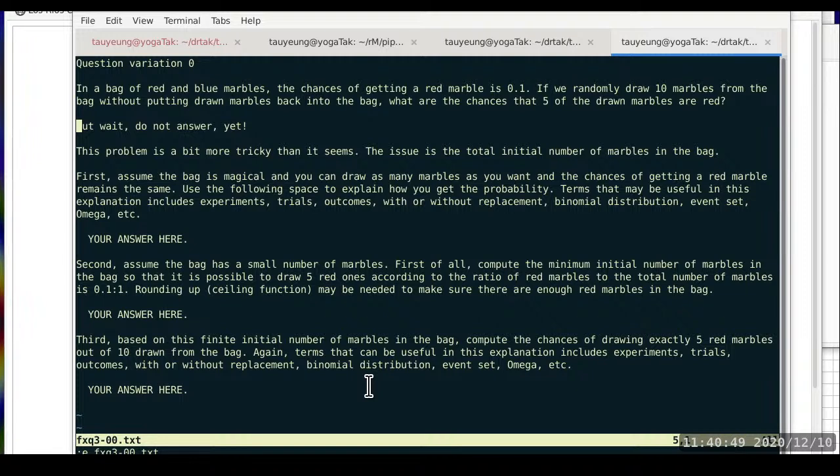Because if you choose one red marble, then you have only 4 marbles left that are red, but you still have 45 marbles that are blue. So the chances of getting a red marble, as in your second trial, is going to be different from the first one. It's going to be less than the first one.